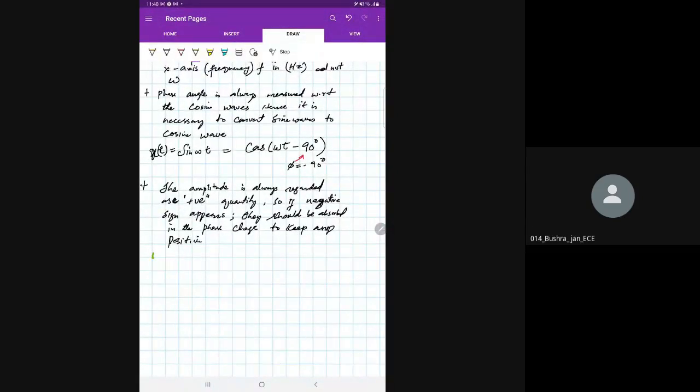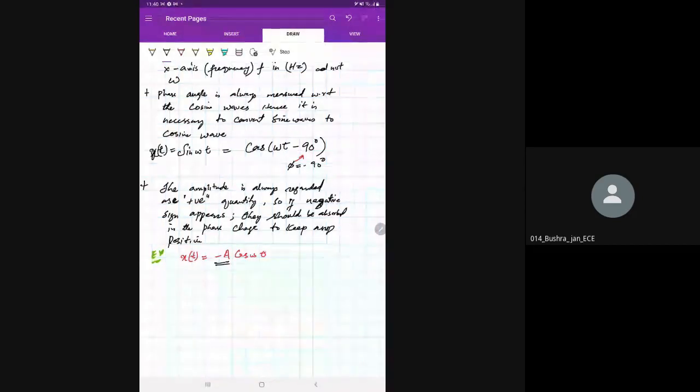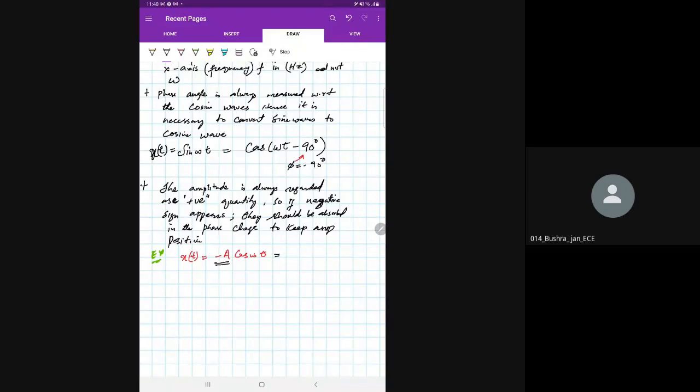What is the example for that? The example would be like this. Say, for example, your x of t is the signal which is equal to -a times cos omega t. This is your signal. Now see, if you understand the signal, your amplitude here is negative. But you can rewrite the signal in this form.